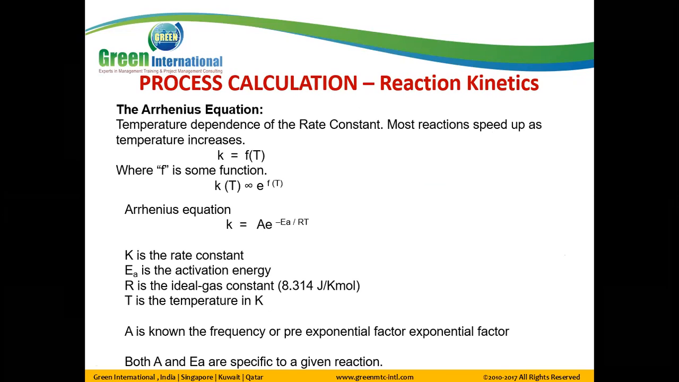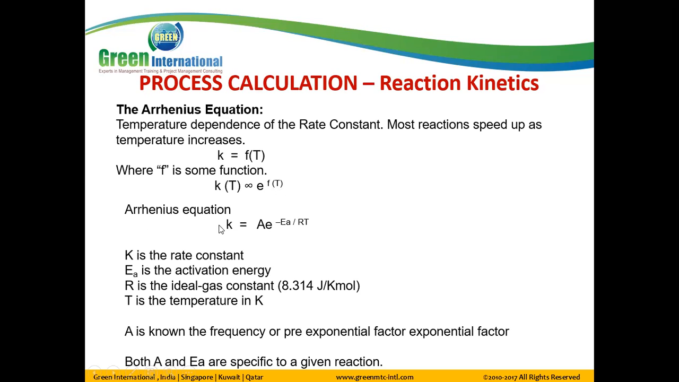These are all derived from the equation for the rate constant. How is it calculated? It is based on the Arrhenius equation, so it depends upon the temperature. The rate constant depends upon the temperature, so K is a function of temperature, directly proportional to e to the power of a function of temperature.